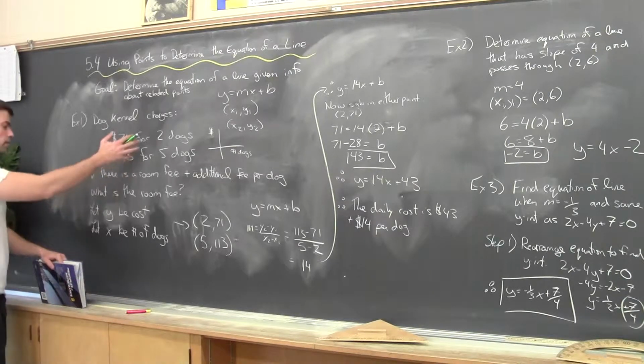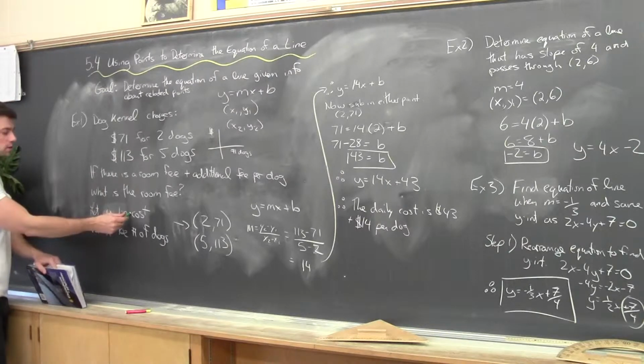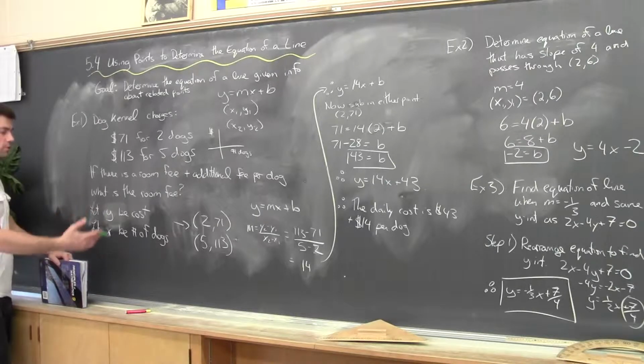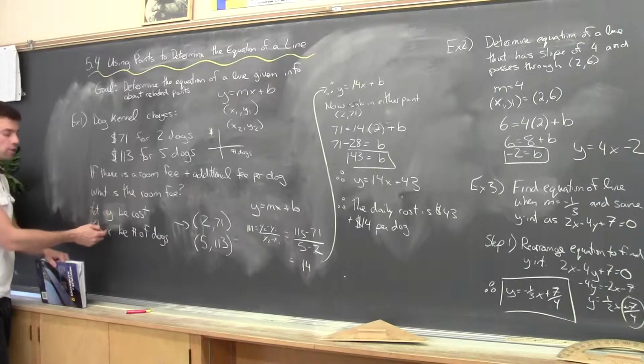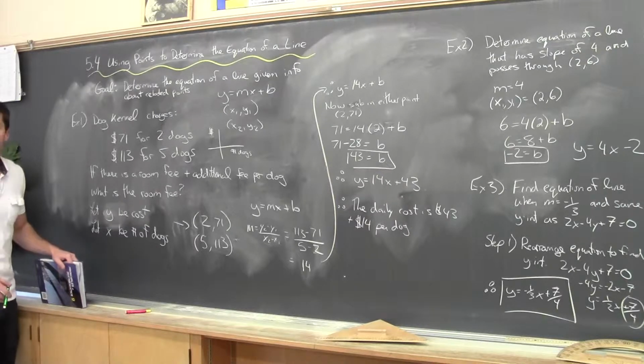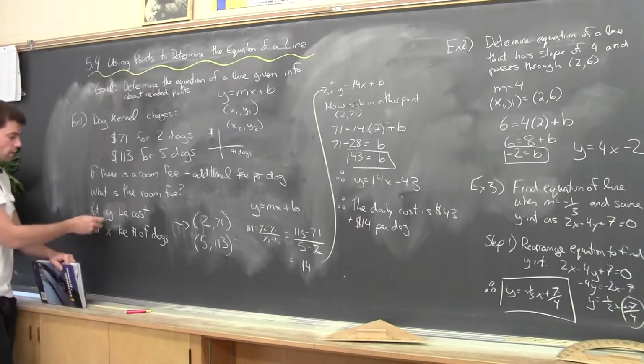Okay, so to do that, I say let y be the cost, and I say let x be the number of dogs. Remember, independent versus dependent. Y is the calculated value. X is the number of dogs we choose to put in the kennel. So that makes sense, right? X is going to be the number of dogs, and Y is going to be the cost.